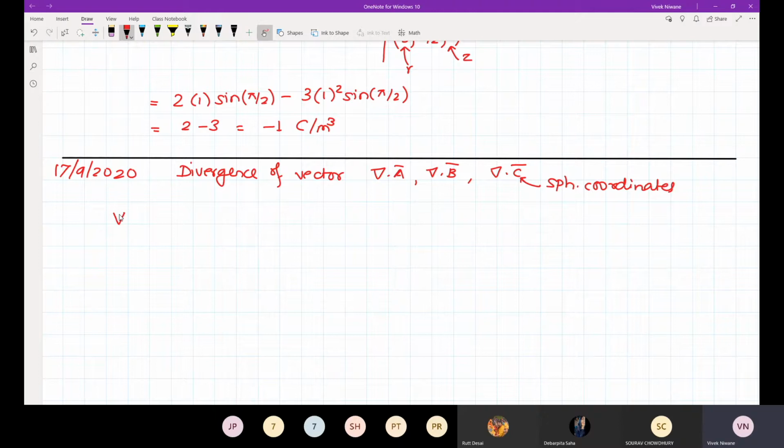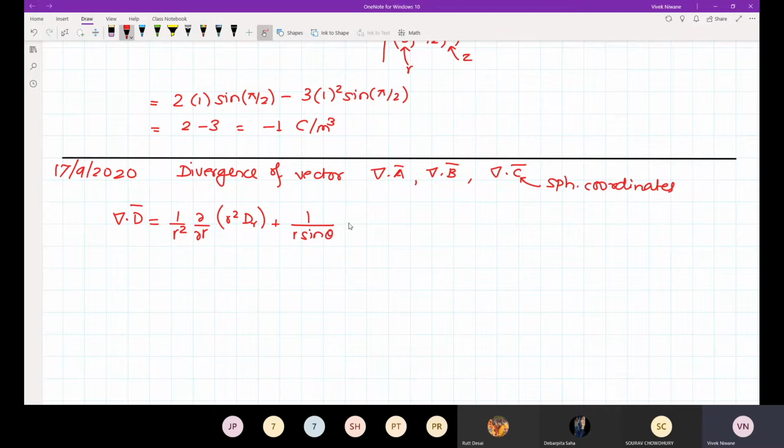So we have del dot any vector, be it D bar, A bar, B bar, or C bar, any sort of vector. Del dot represents a dot product between del and a vector, that is the divergence of the vector. The divergence of a vector in the spherical coordinate system is represented as 1 upon r square into del by del r of bracket r square D r. I am writing down the general expression first and we will then customize it for the given vector.